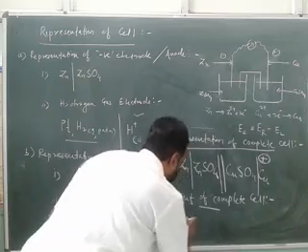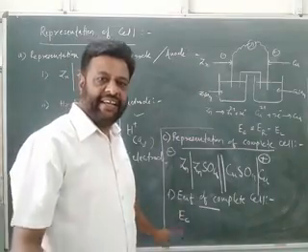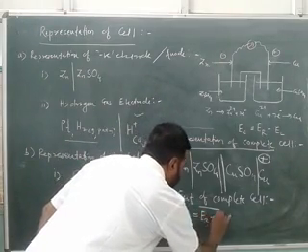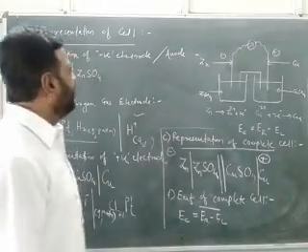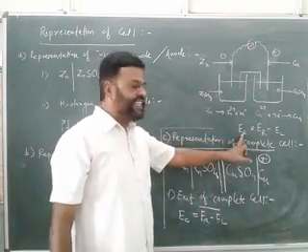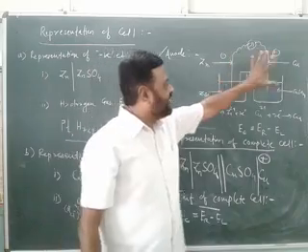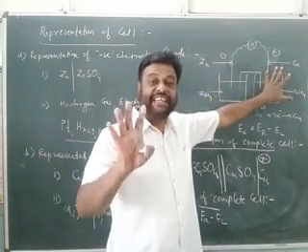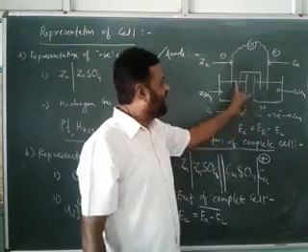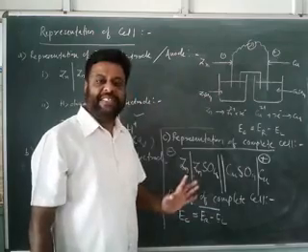EMF of the complete cell is denoted by EC. EC is equal to ER minus EL. Here, ER means the EMF, that is the reduction potential, of the right hand side electrode, and EL is the reduction potential of the left hand side electrode. In this way, we can represent the EMF of the complete cell.